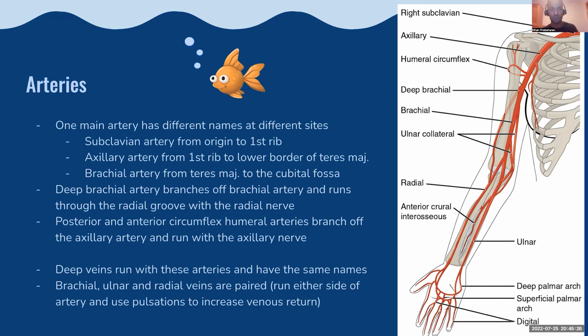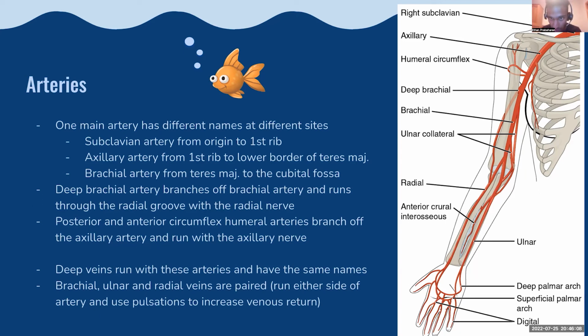The deep veins run with these arteries and have the exact same name. So veins are generally pretty simple to know because deep veins have the exact same names as the artery and run exactly with them. However, a couple of veins are what we call paired veins. So brachial, ulnar, and radial veins are paired veins. And what that means is there's 2 veins for one artery. 2 veins run either side of the artery. And whenever the artery pulses, because arterial flow is pulsatile because of the heart, the pulses will actually create pressure changes in the veins that allow blood to move through them more quickly.